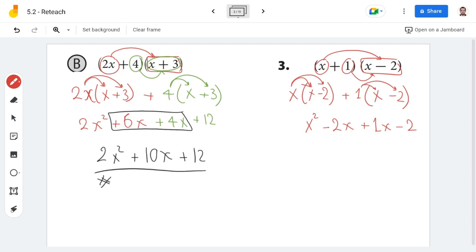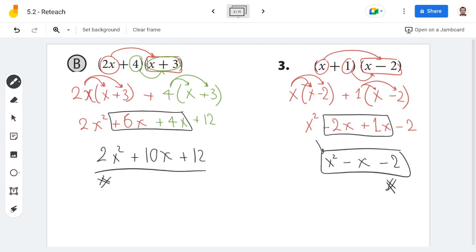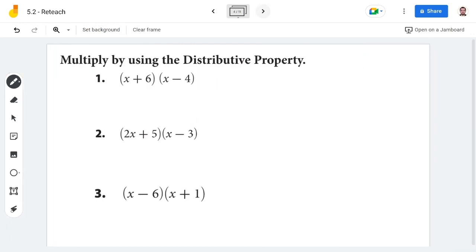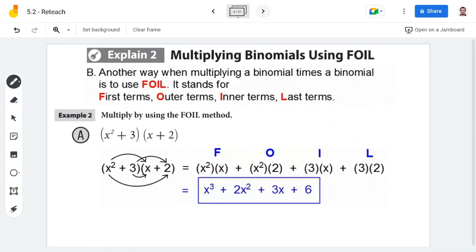Now, do we have like terms? Yes, 1x with negative 2x. So let's rewrite this: x squared, negative 2x plus 1x is negative 1x, and negative 2. So this is the final answer. I hope this is clear. This is an easy way to solve the questions. Now try to practice on these different types of questions.